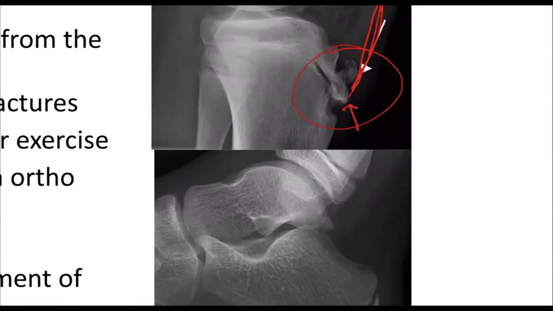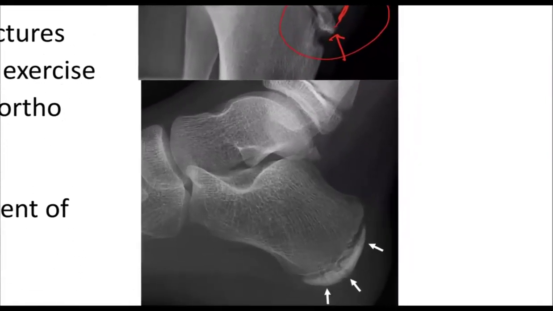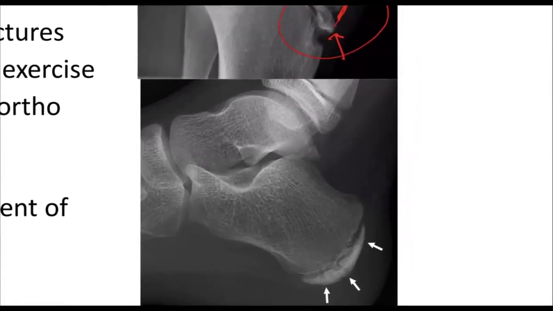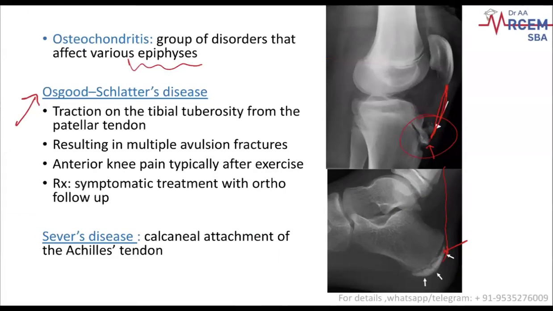The same thing can happen, for example, in an athlete, a marathon runner or a sprint runner, where the Achilles tendon gets inserted over the calcaneum bone. So recurrent use of this Achilles tendon, usually during running, can result in Sever's disease. This is similar to Osgood-Schlatter disease.